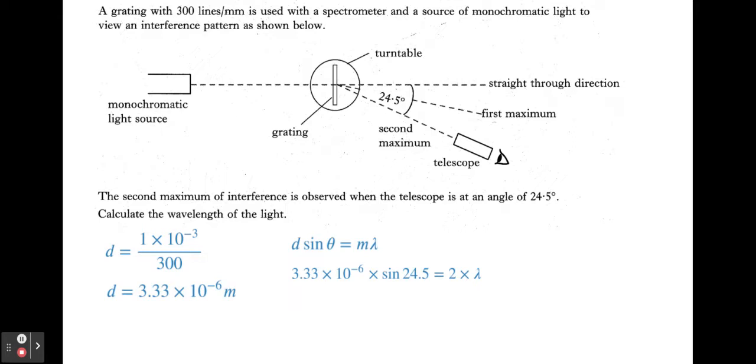So let's do a little bit of algebra and rearrange that formula. And then we get a value for our wavelength: 6.91 times 10 to the power of minus 7 meters. So we'd be right in the really deep red.